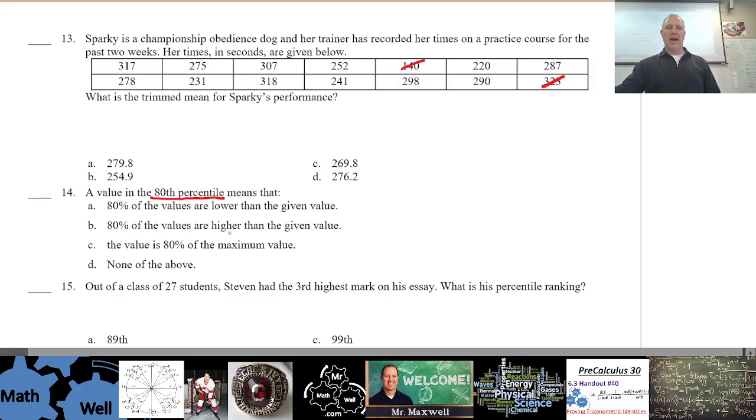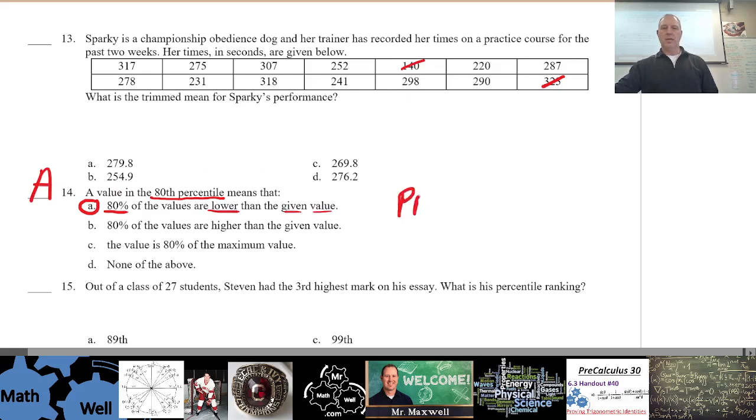80% of the values are higher than the given value. The value is 80% of the maximum, or none of the above. It's lower than the given value. So which letter is that? A. A is correct. Approximately 80% of the values are lower than the given value, if a value is in the 80th percentile. Very good.